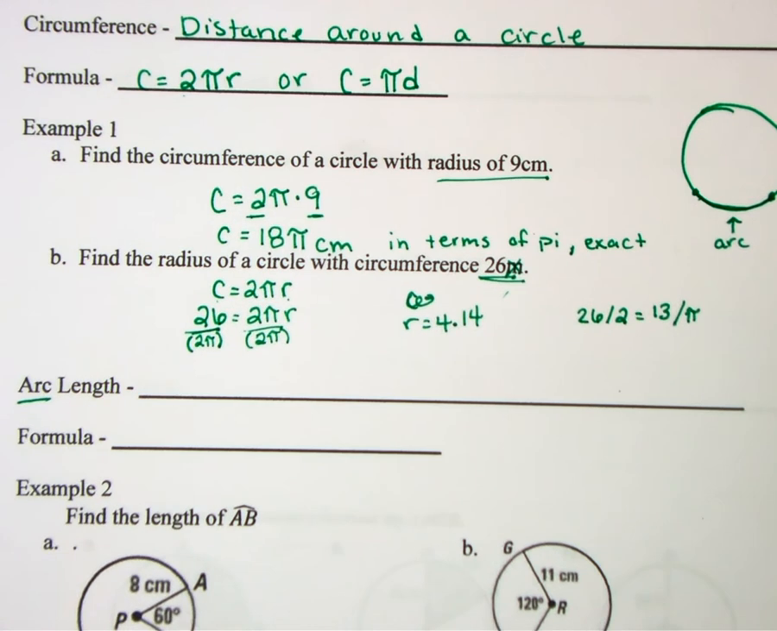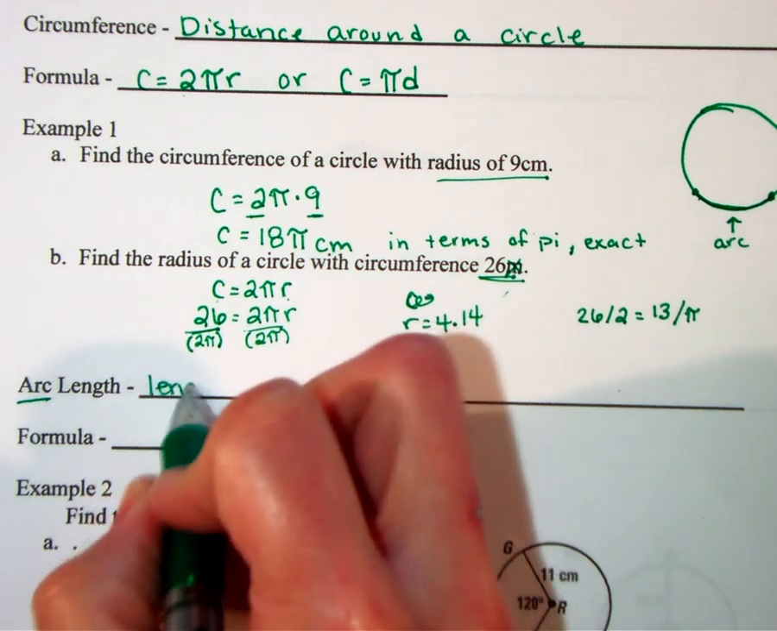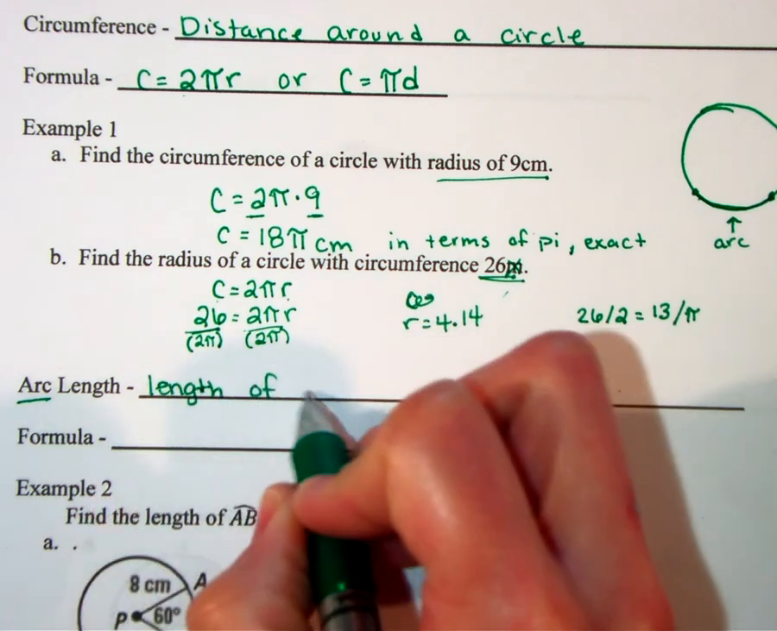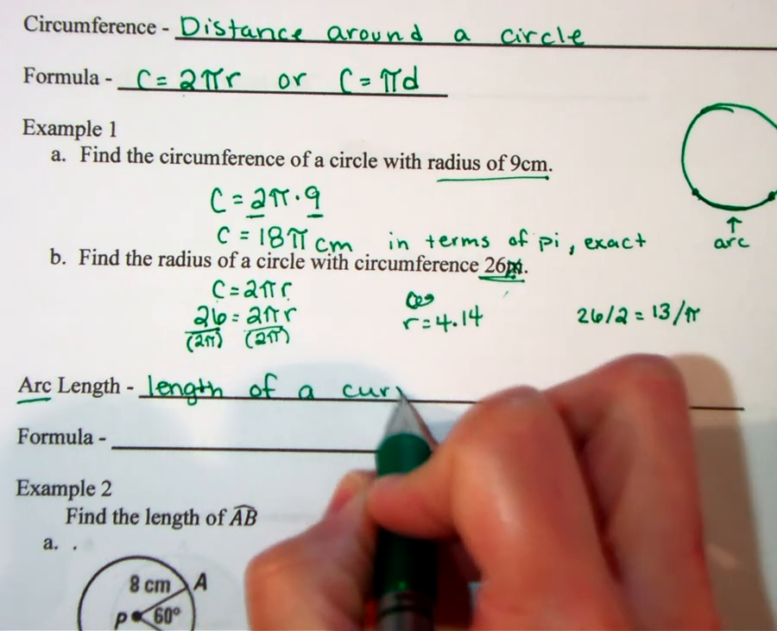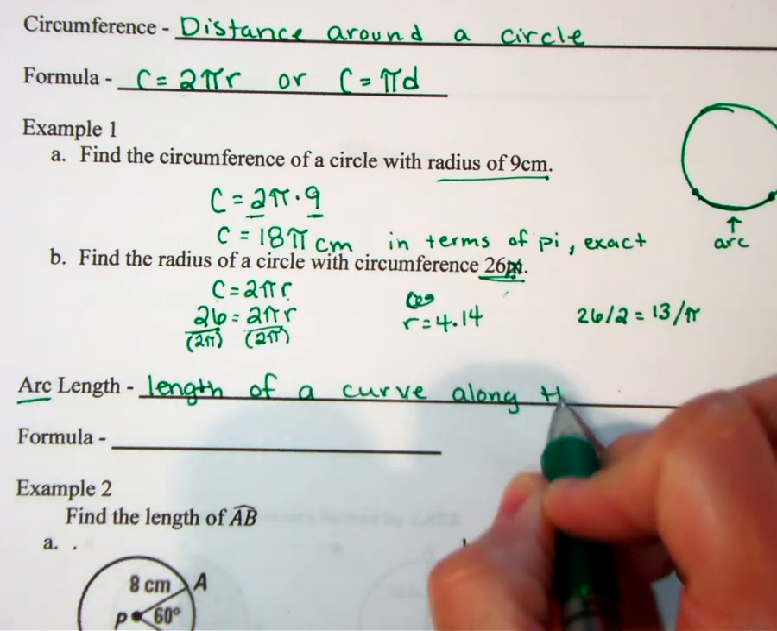Okay, so arc length is a length of a curve along the circumference.